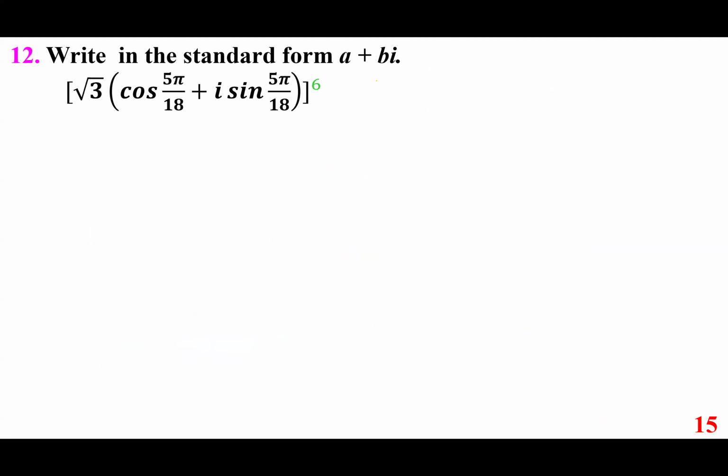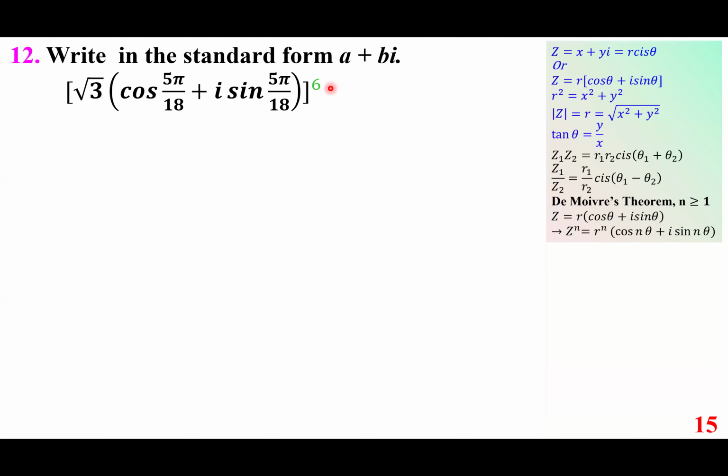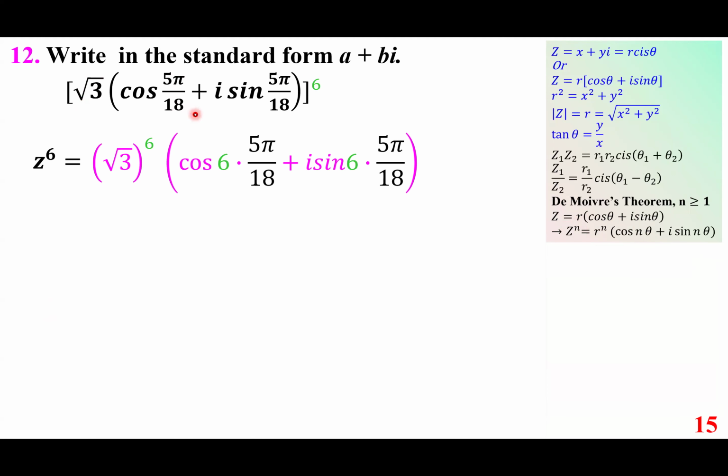We want to write this in standard form, or a plus bi, and we want to raise this to the power of 6. So reminding everybody of De Moivre's theorem. So if you have r cis theta and you want to raise it to the power of n, you raise the r to the power of n, and then you multiply the argument by n. So we are going to raise this to the power of 6, and we want to multiply the argument by 6.